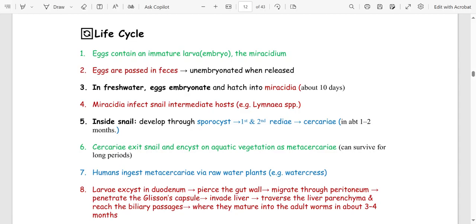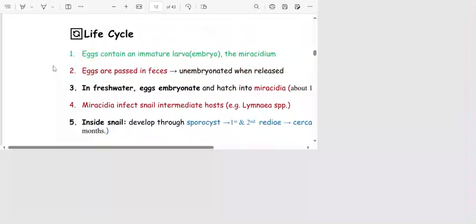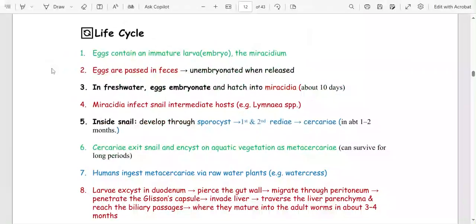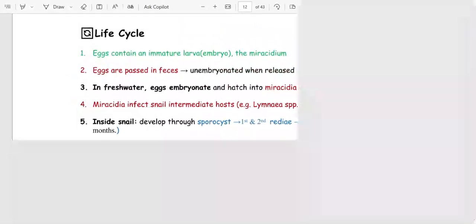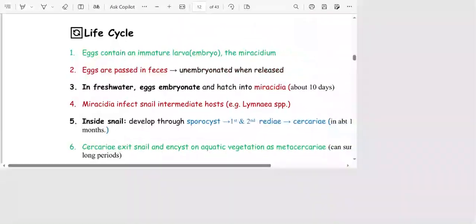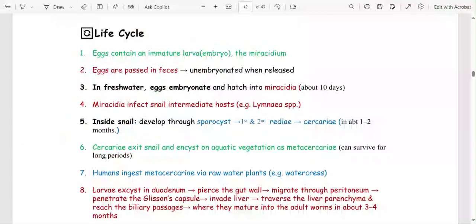So how is the life cycle of this guy? The life cycle of Fasciola hepatica starts with the eggs. The eggs contain an immature larva, that's the embryo. We call it the miracidium.